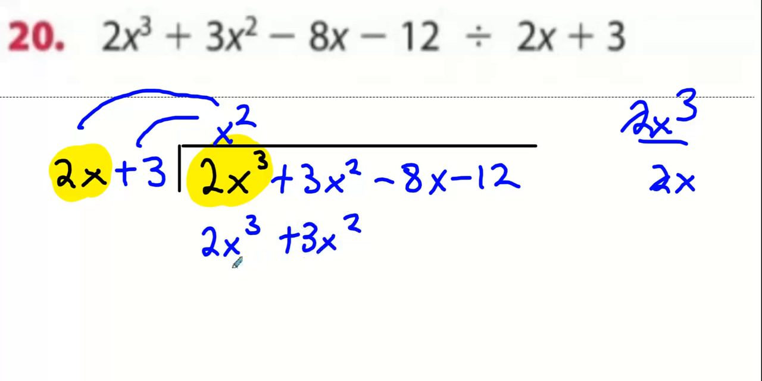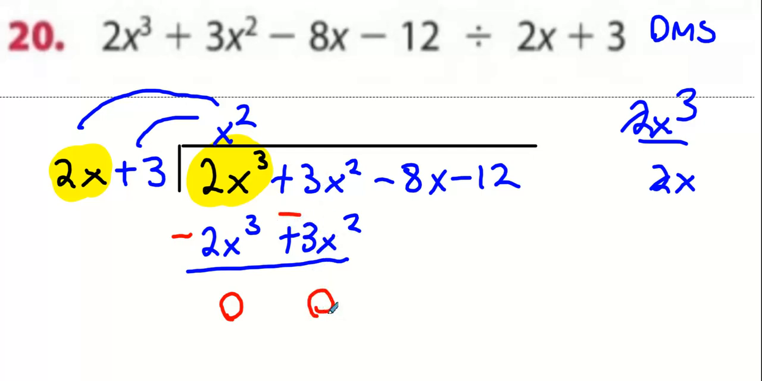Yeah. And now you're going to subtract because you're using the DMS. So what happens to the plus 2x cubed? It turns into a minus. Then it turns to a 0, you're right. The 3x squared turns to a minus and then turns into a double 0. Now, double 0 is rare. If you get a double 0, that means you have to accompany it with a double. Double 0 requires double drop.